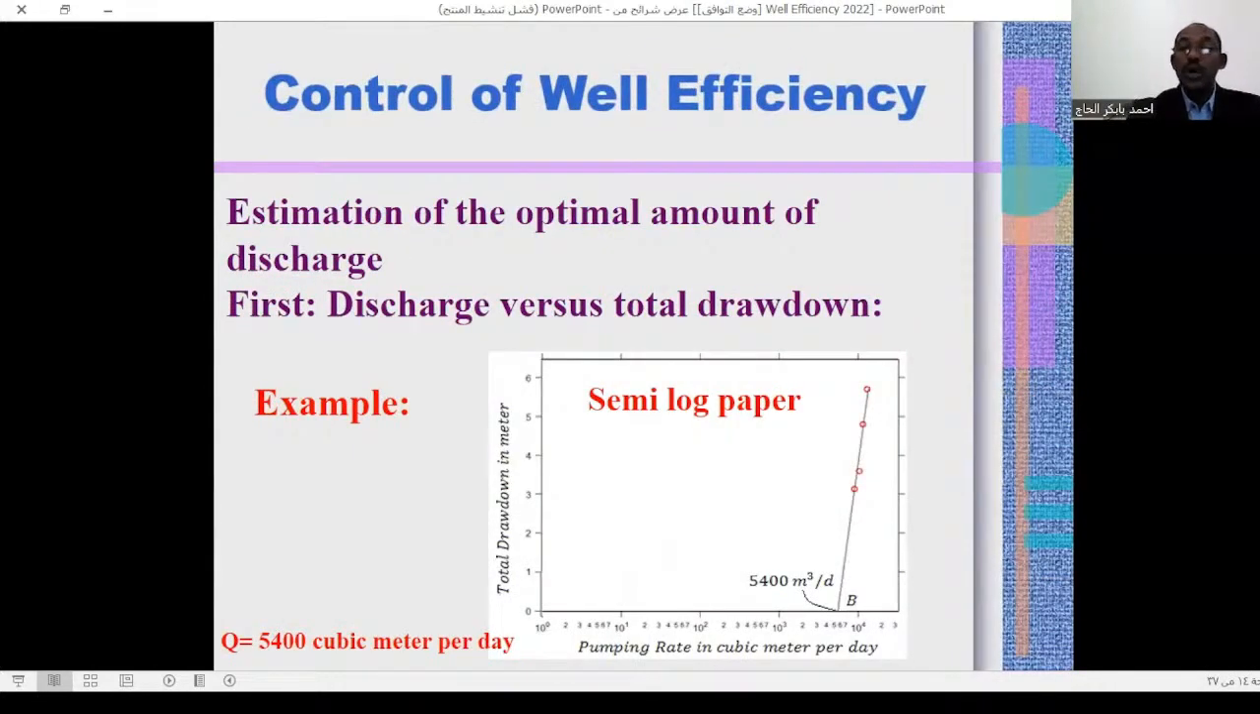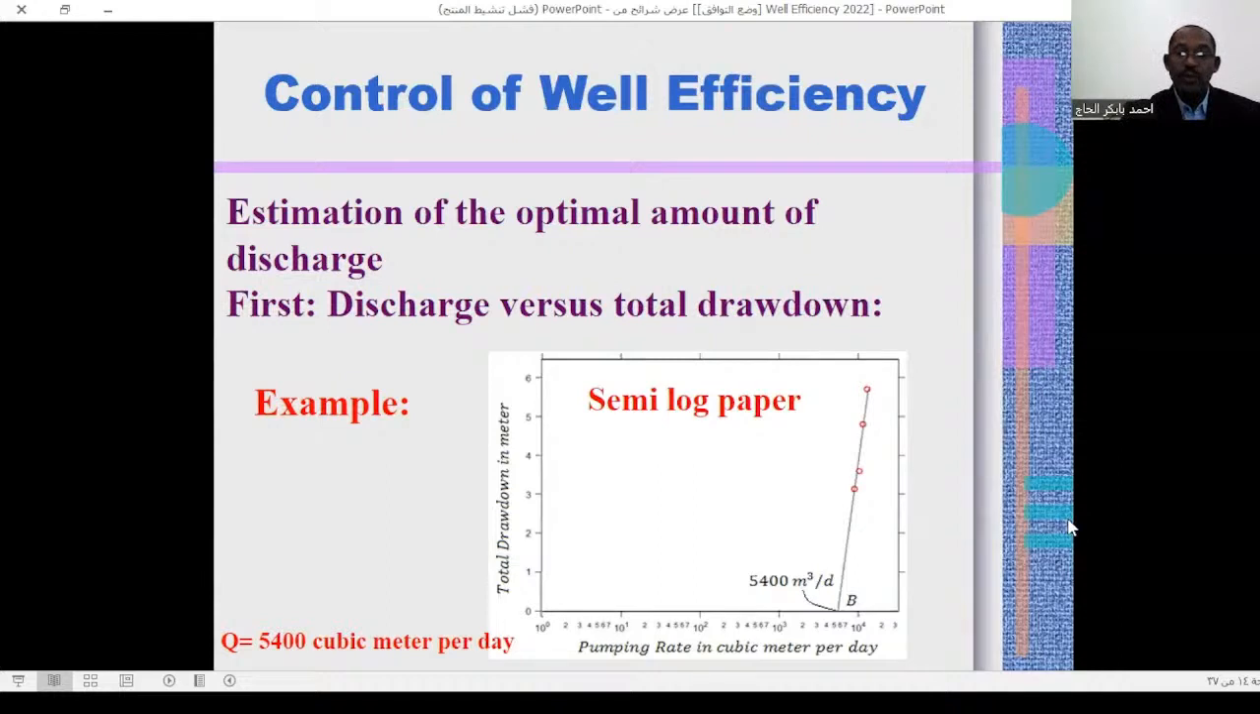Now, how to control the well efficiency. After controlling well efficiency, there is no decline occurring inside the well because the water level in the aquifer overlaps the water level inside the well. There is no difference between the two levels. How to estimate the optimum amount of discharge? First method, discharge versus total drawdown.